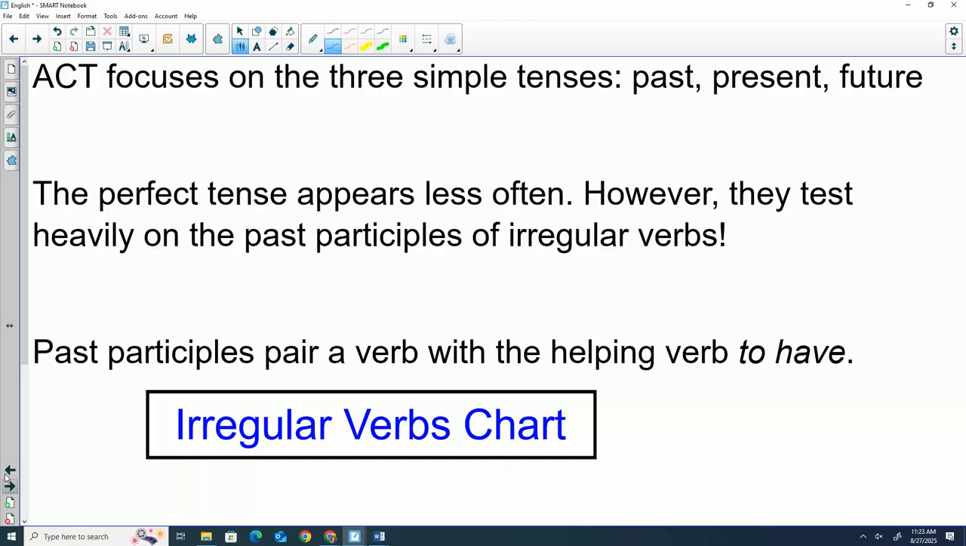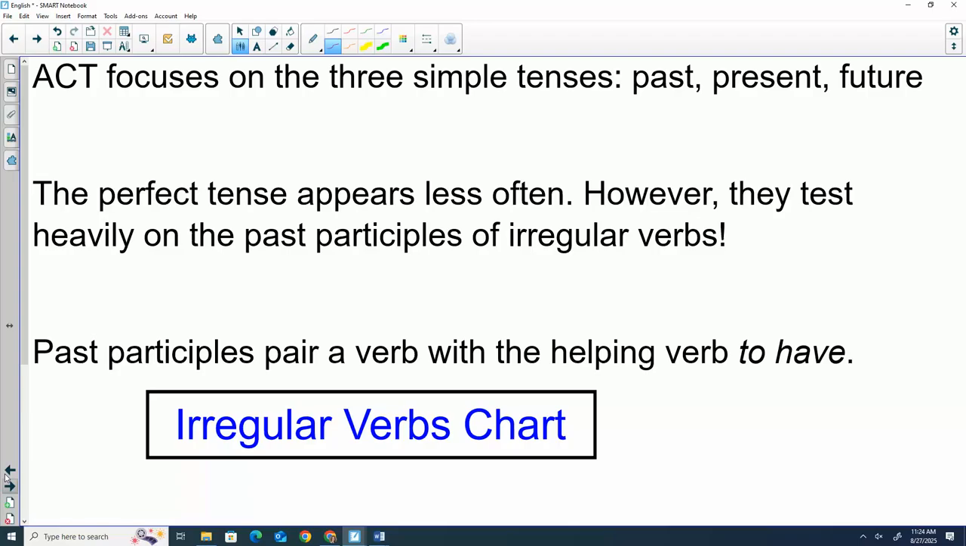So, okay. Perfect tenses, that doesn't show up as much, but when they do, you're going to see irregular verbs pop up quite a bit because they want to know, like, became, become. It's not your simple, like, play, plays, played, where you're just adding S or ED onto the end. They look at those irregular verbs.